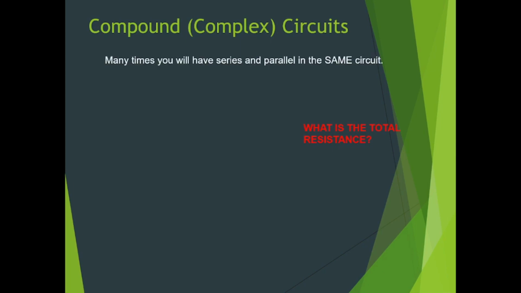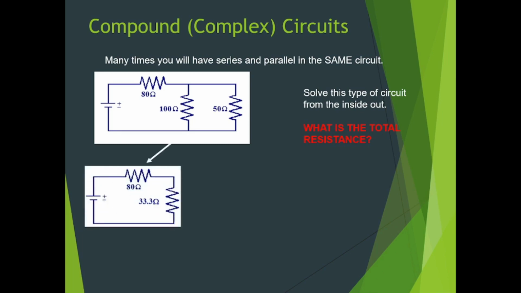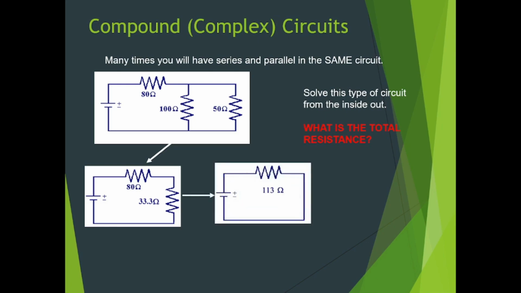We can also combine series and parallel circuits to make a compound, otherwise known as complex circuits. Many times you will have series and parallel in the same circuit. See the example below. Solve this type of circuit from the inside out. What is the total resistance? We will try to simplify the complex parallel circuit and find out the equivalent resistance that can be added to a series circuit. We will see that the circuit above is also equal to the circuit below. We just have to add the values of the resistance, and we will see that it is equal to 113.3 ohms. And we can also find out more about the circuit.